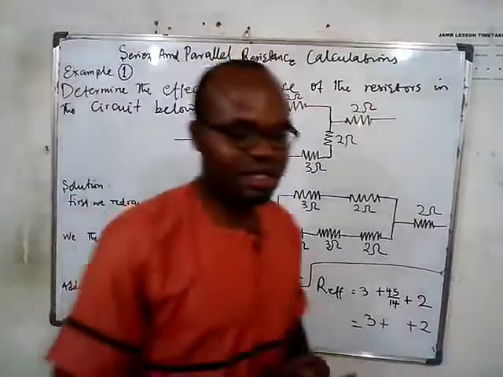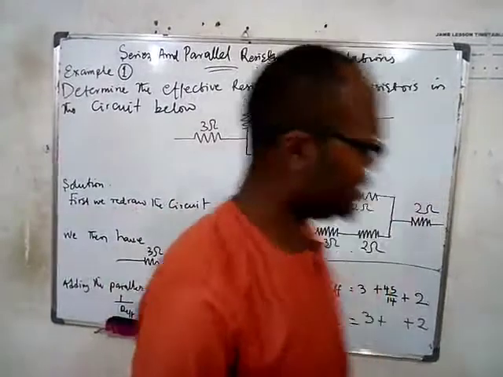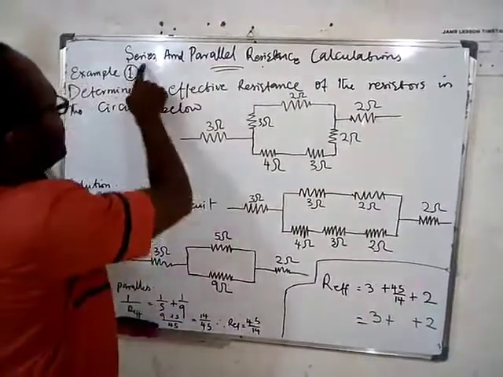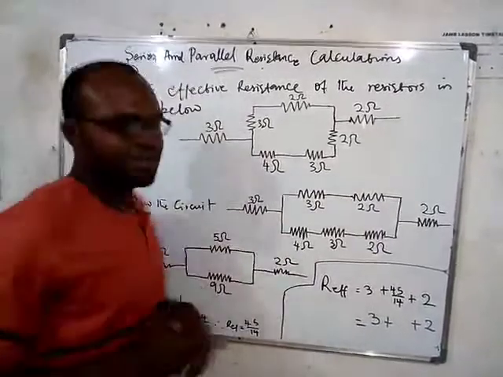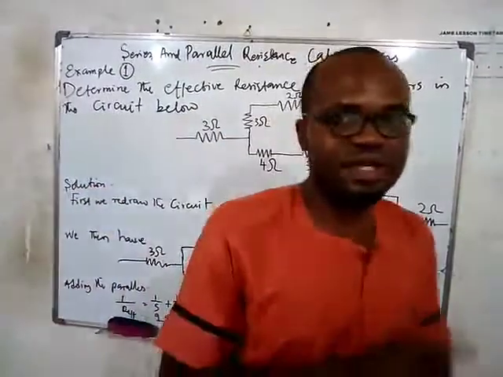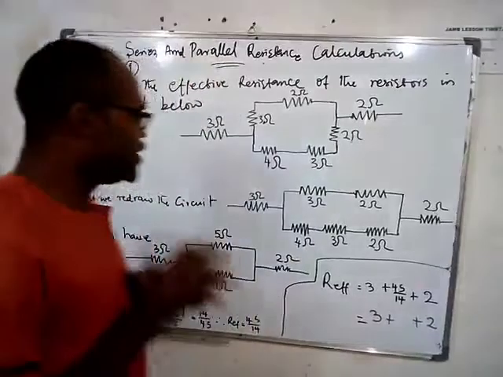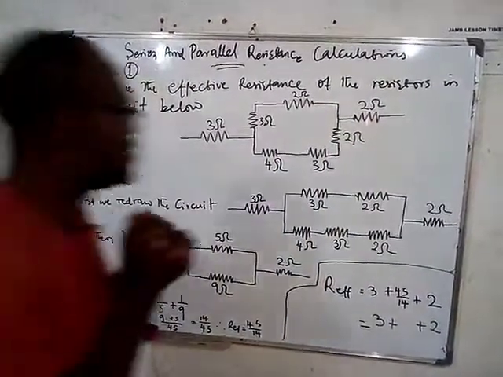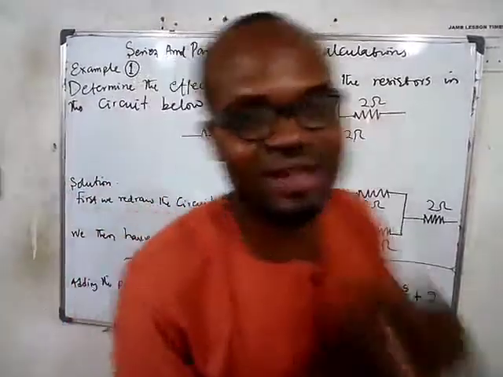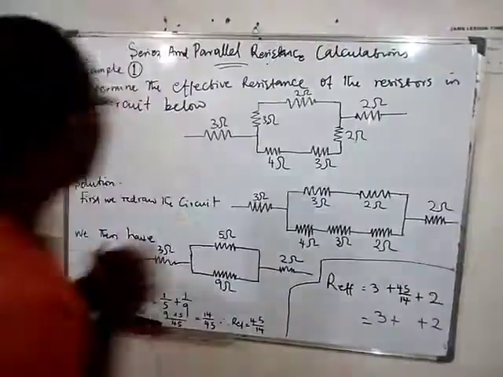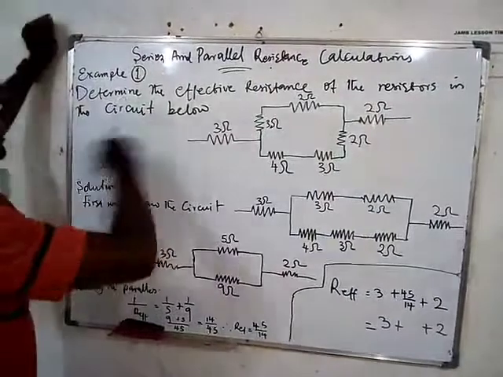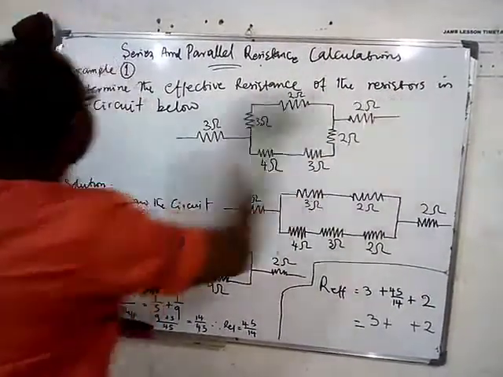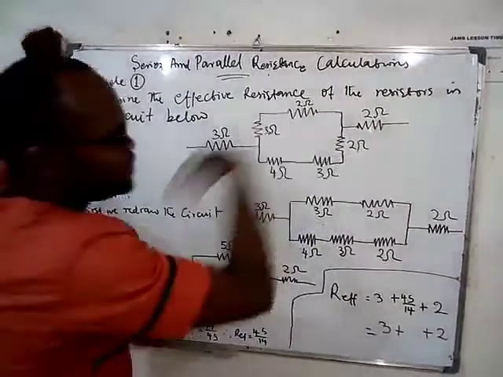And like we learned in the previous lesson, resistors can be connected in series or in parallel. So connection can either be in series or in parallel. When you have such resistance connected in either series or parallel, you're supposed to do the calculation to find out the effective resistance. So number one example that we are having here is: determine the effective resistance of the resistors in the circuit below. This is the circuit.